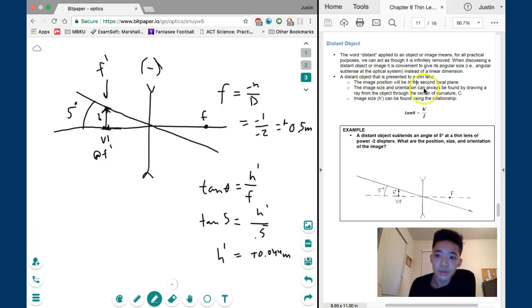The image size and orientation can always be found by drawing a ray from the object through the center of curvature, C, and that's right here.